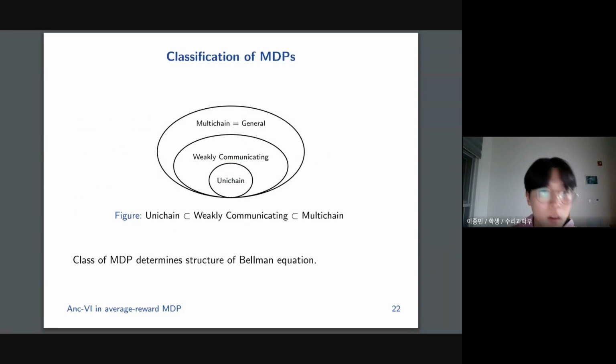In average reward MDP, the class of the MDP is an important factor in the analysis. There exist three classes of MDP: unichain, weakly communicating, and multichain MDP. There is also a clear inclusion. As you can see in the figure, a unichain MDP is a weakly communicating MDP, and a weakly communicating MDP is a multichain MDP. We use multichain and general interchangeably because every MDP is a multichain MDP. As I said, the class of MDP is important in the analysis of average reward MDP because the class determines the structure of the Bellman equation. Let's see what this actually means.